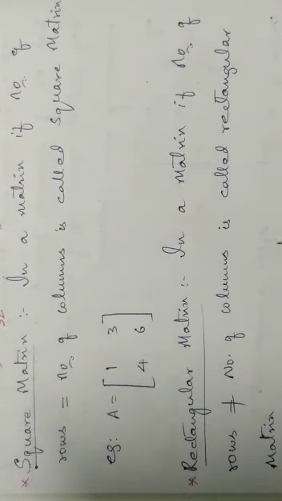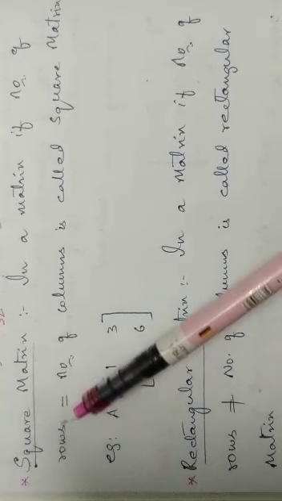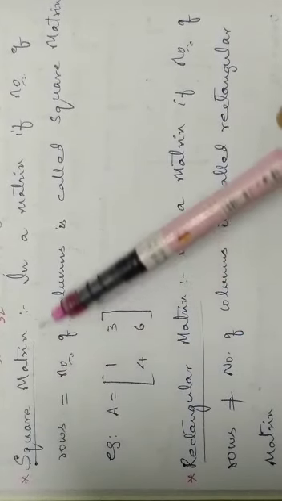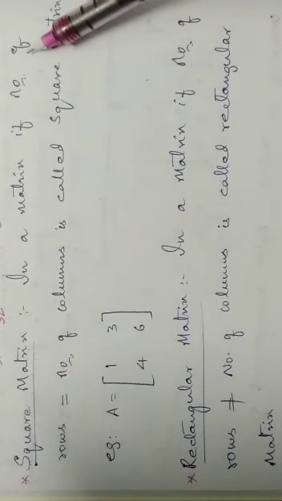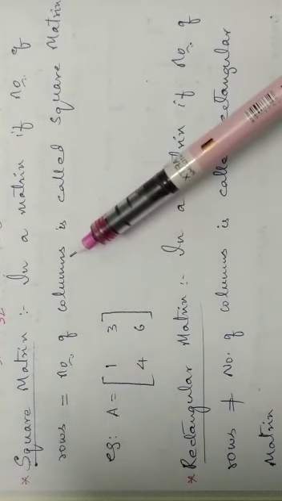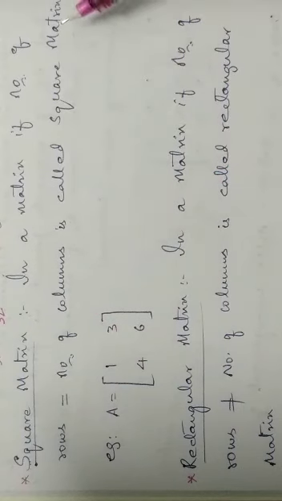Dear students, we go with one more definition. Square matrix. In a matrix, if number of rows equal to number of columns is called square matrix.